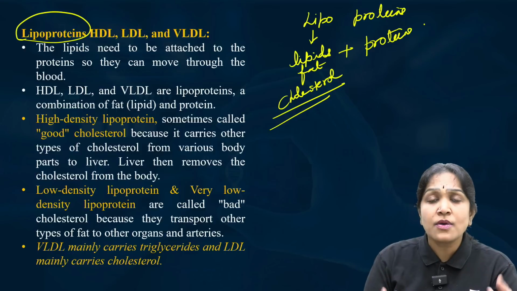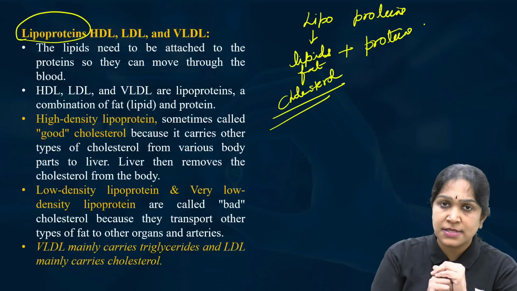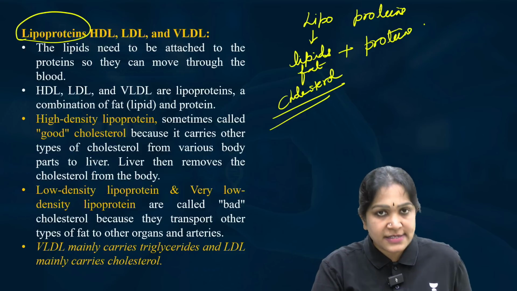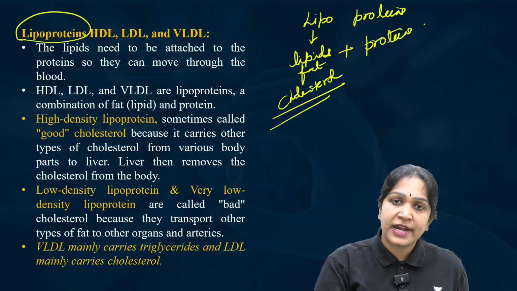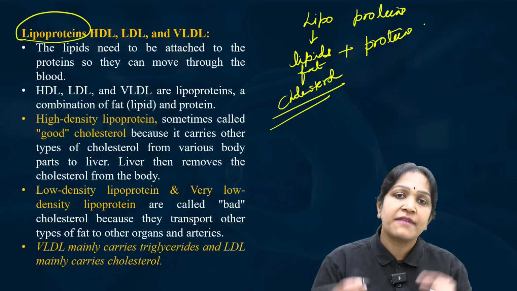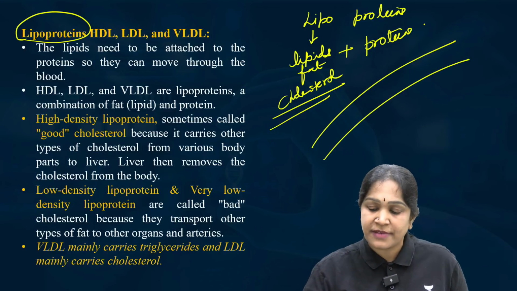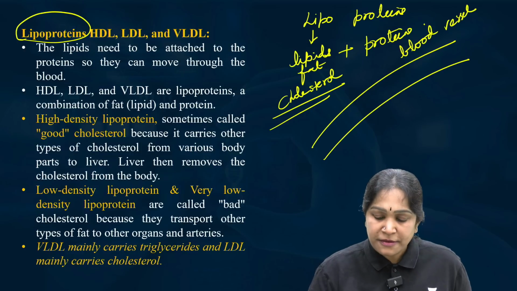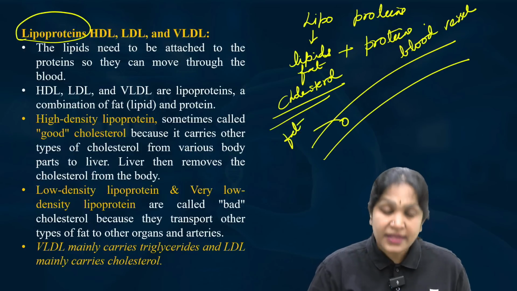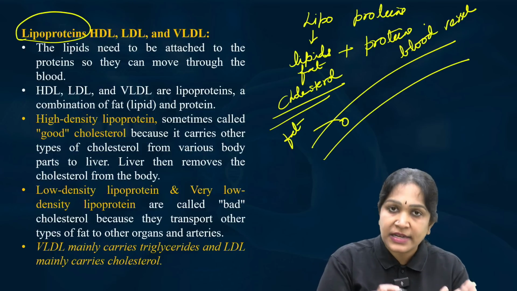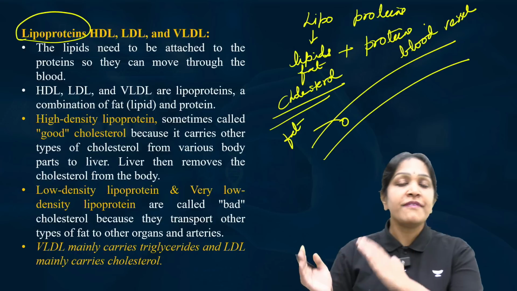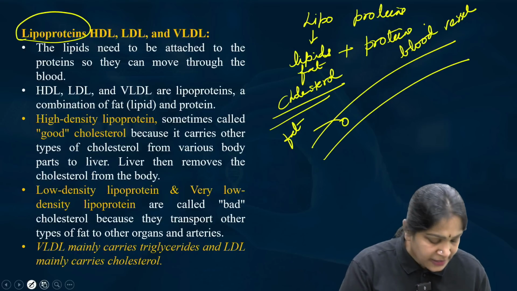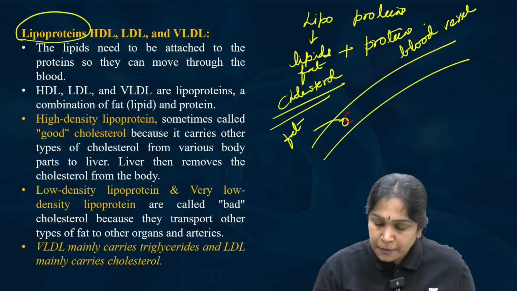But why does the cholesterol combine with the proteins? Because in our body, the fats cannot be transported individually in our bloodstream. For example, this is our blood vessel. In the blood vessel, the fat cannot be transported individually. If our blood needs to transport the fat, definitely the fat must combine with protein.